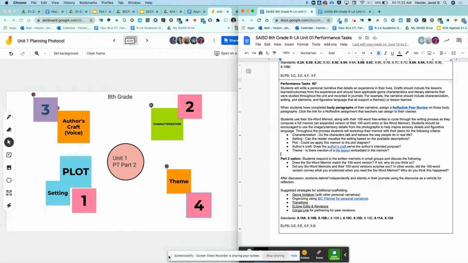Okay, cool. So now we go in and put in our standards. Excellent. Theme is going to be that 9A again. I'm going to go ahead and put it on here so we make sure it's noted. And plot is 7C again. So is setting, right? Yes, 7C. Same. Author's craft, 9A. And characterization, right here.